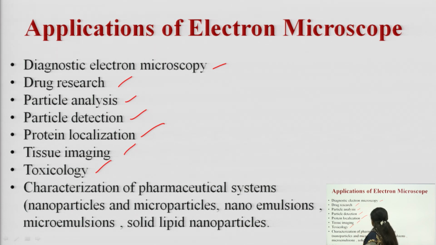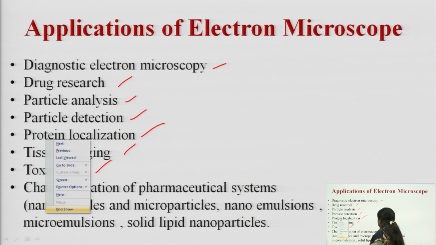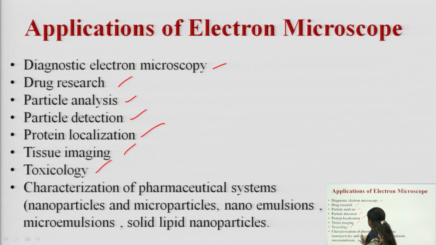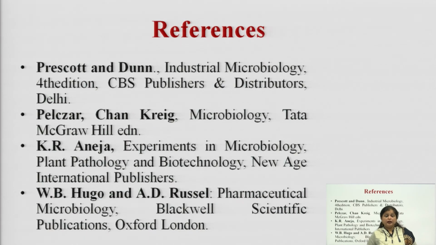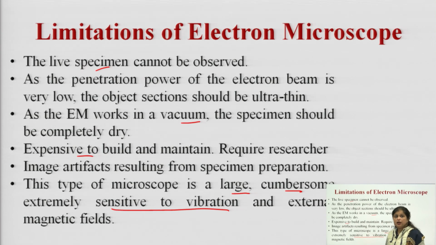We can characterize various pharmaceutical systems using these microscopic techniques, like we can understand nanoparticles, we can get the image of microparticles, we can have nano emulsions, we can study micro emulsions, we can go for solid lipid nanoparticles. Various types of formulations can be analyzed with the help of electron microscopy.